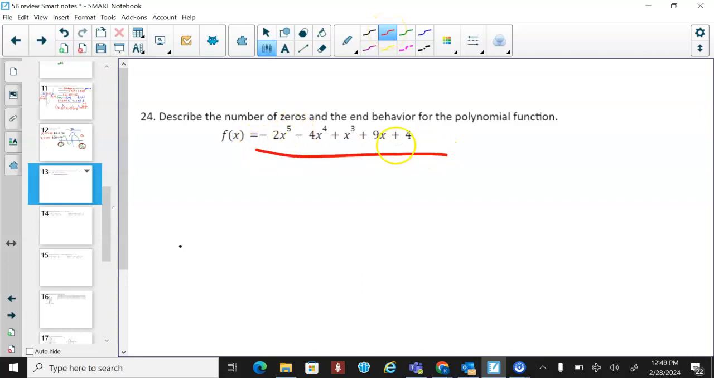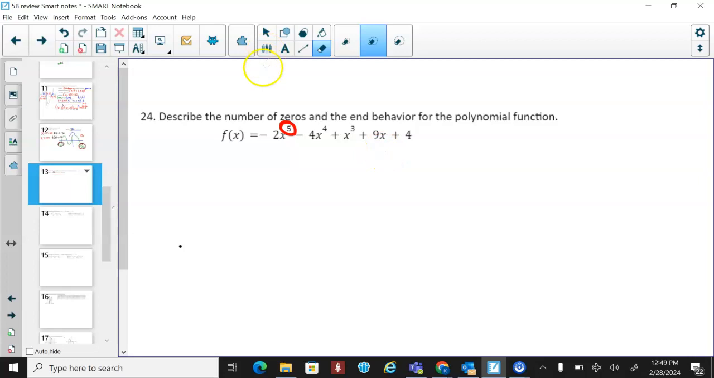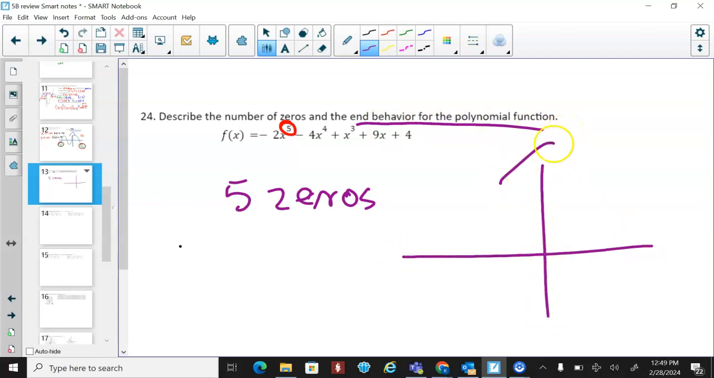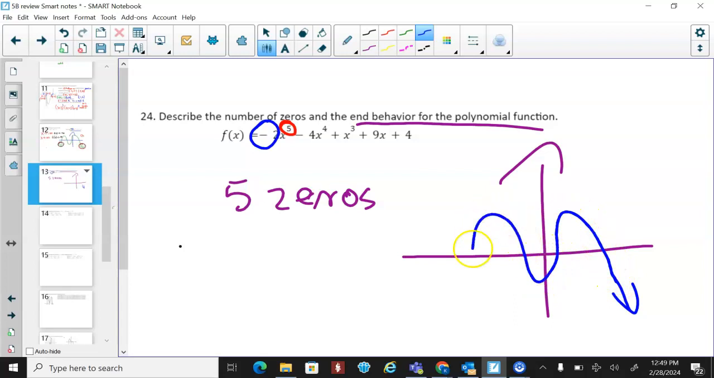I know it's set in standard form. It's starting with the highest, a 5th degree, and then it ends with no x, right? So what I do know is that this is a 5th degree polynomial, which means I should have 5 zeros. That's what it tells me. Now, when it comes to the end behavior of the polynomial, this is an odd function, again an odd function with a negative leading coefficient. So my graph is going to start somewhere here, and I should have 5 zeros. 1, 2, 3, 4, 5.